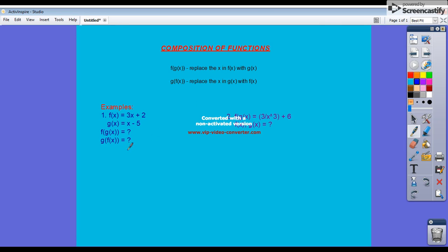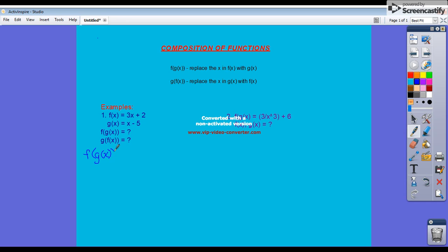All right, so we're going to work on composition of functions, which is when they ask for f of g of x and g of f of x. Notice in f of g of x, you replace the x in f of x with g of x. So if we look at example 1, we're given f of x and g of x, and we're asked first for f of g of x.